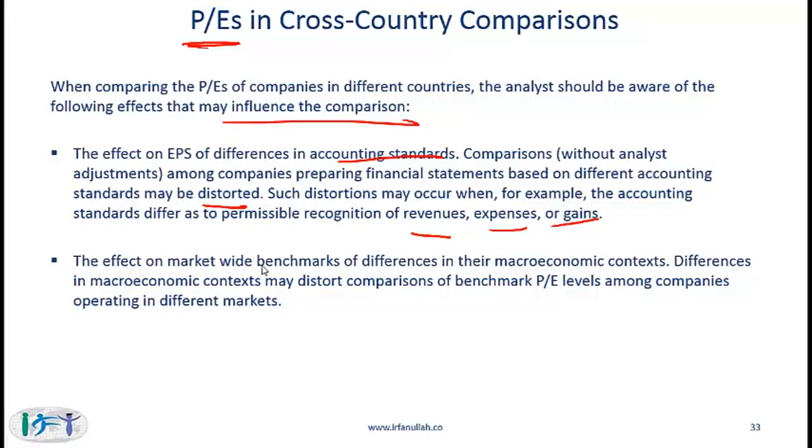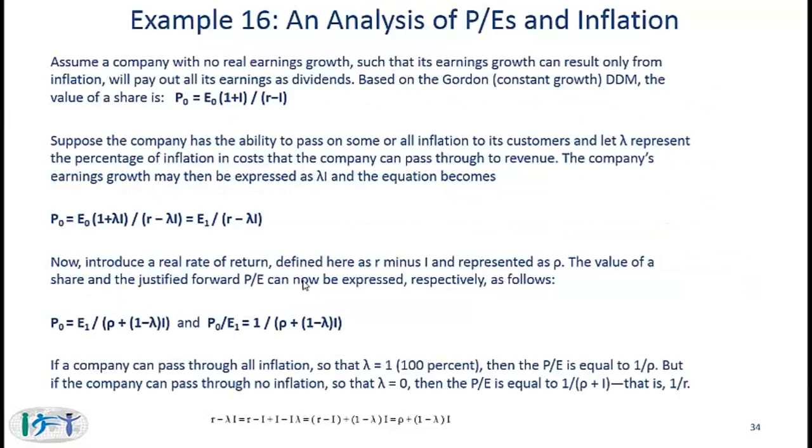The effect on market-wide benchmarks or differences in their macroeconomic context. Differences in macroeconomic context may distort comparison of benchmark PE levels among companies operating in different markets. The biggest item here typically is inflation. So in the context of emerging markets, inflation is high, and that is going to impact the PE ratio. So given that inflation is a reality that keeps coming up, let us look at some interesting formulas.